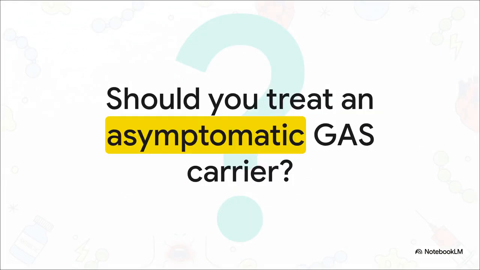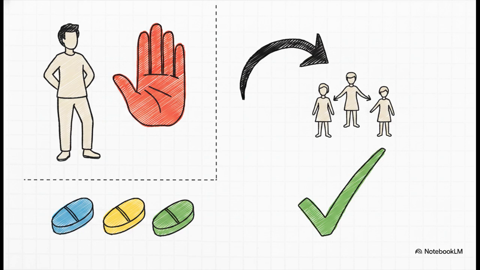Let's test your clinical judgment for a second with a quick scenario. Imagine your rapid test comes back positive for group A strep, but the patient sitting right in front of you has zero symptoms. They feel totally fine. What's your next move? Do you hand them a 10-day course of penicillin? The answer? You hold off.